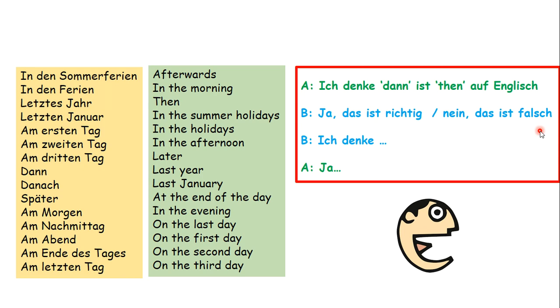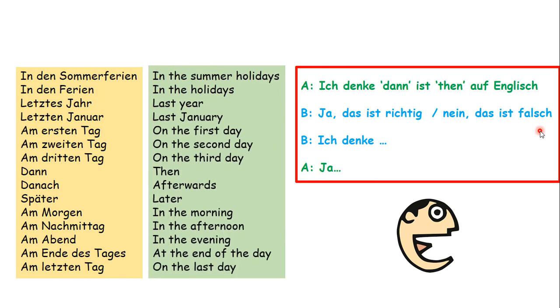Okay, let's have a look at what they are. Don't worry if you haven't finished writing them down, you can write them down once we've matched them up now. So, in den Sommerferien, in the summer holidays, in den Ferien, in the holidays, letztes Jahr, last year, letzten Januar, last January, am ersten Tag, am zweiten Tag, am dritten Tag. Dann is then, danach, afterwards, später, later, am Morgen, in the morning, am Nachmittag, am Abend.